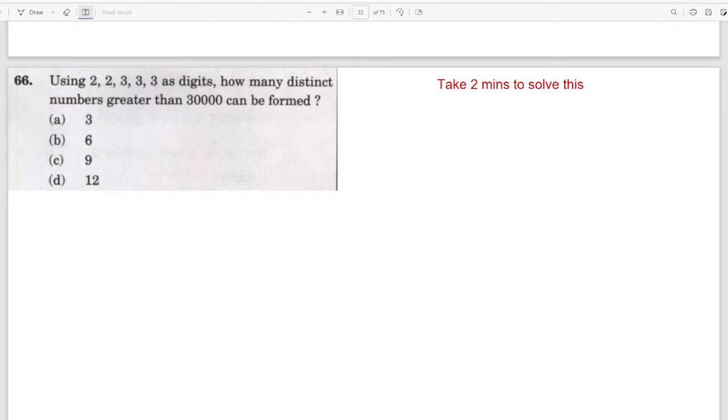Time. Please post your answers. Two people have got option B. Now three people have got option B. One has got option A. So people who are solving, please post it. Please do it quickly and post your answers.